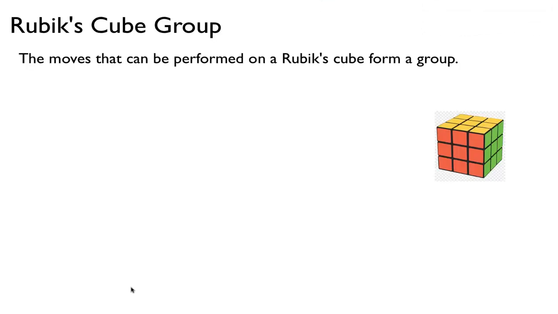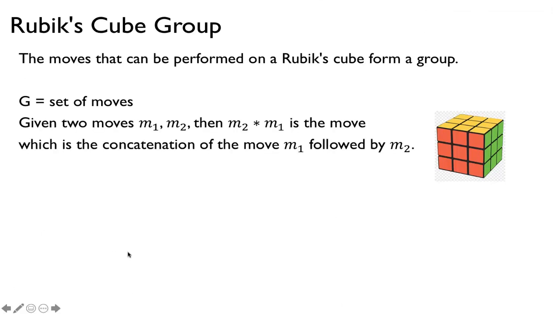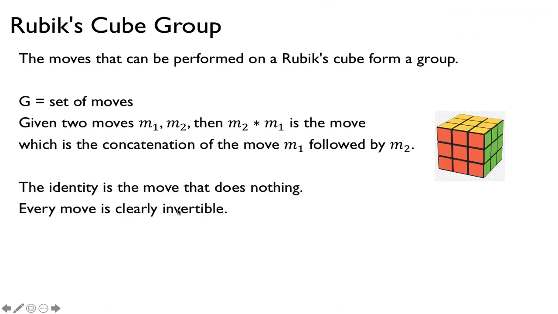And finally, here's a kind of famous group, which is the Rubik's Cube group. Here's a Rubik's Cube. The moves performed on a Rubik's Cube form a group. This group is the set of all moves. If you have 2 moves, the multiplication of the 2 moves is the concatenation of doing the first move and then followed by the second move. So certainly if I do one move and then another move, the result is another move, so you have closure, and the identity is the move that doesn't do anything. Every move has an inverse clearly, because whatever I do, I can always undo it.